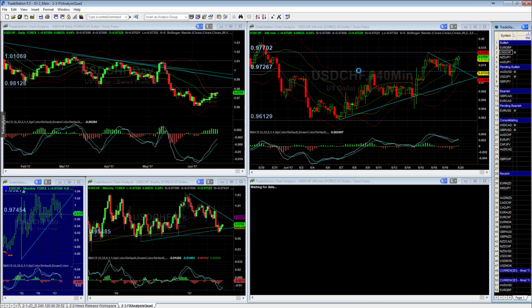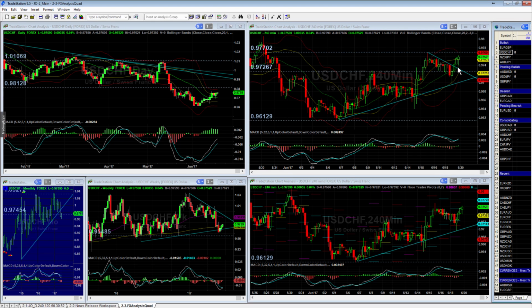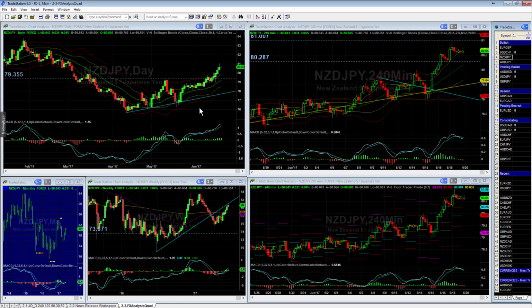For the US dollar Swissy, you can see we've broken the similar line here. This is the consolidation trend line that comes across these previous two pivots, and we're moving up towards the 0.97702 as a target. We take profits before we hit that line.